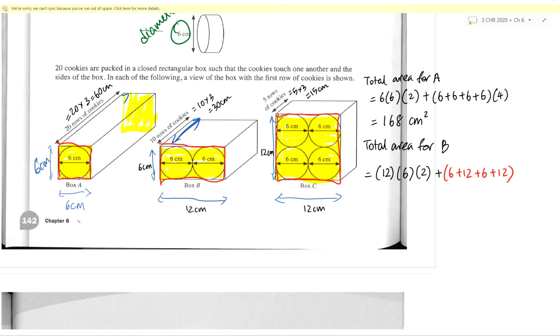Yes? Sorry? Oh, sorry. It should not be 4. It should be. What should it be?